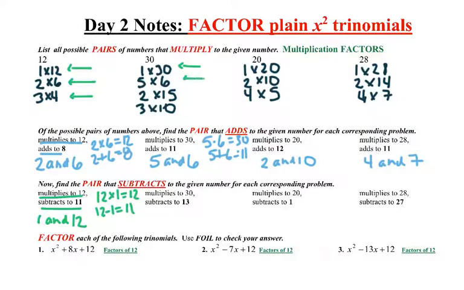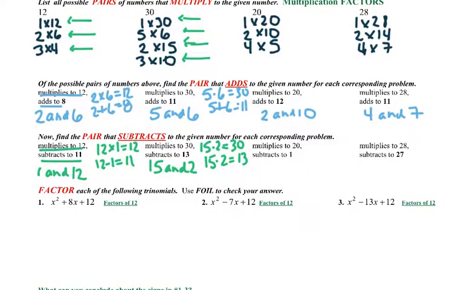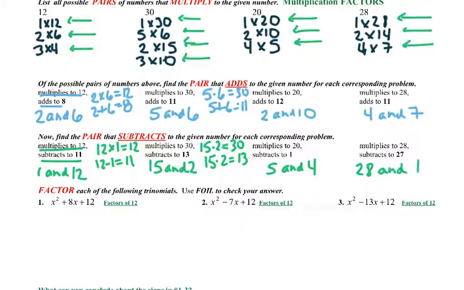So it multiplies to 12, subtracts to 11. What multiplies to 30 and subtracts to 13? Right, 15 and 2. You don't have to write this down every time, I'm just showing you why it's true. 15 times 2 is 30, 15 minus 2 is 13. What multiplies to 20 and subtracts to 1? Right, 5 and 4. What multiplies to 28 and subtracts to 27? Right, 28 and 1. So that's really testing your multiplication skills and your addition and subtraction skills. And all those skills come together to factor.